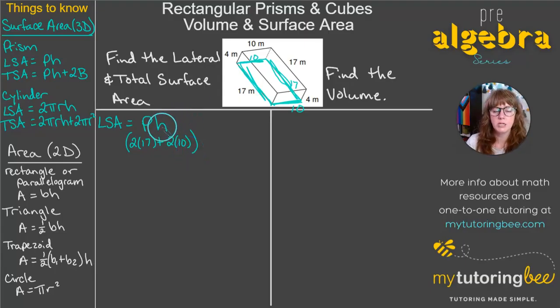And then the H, again, refers to the height of the three-dimensional prism. So that height for this particular prism would be 4 meters. So we've got a 4 there.